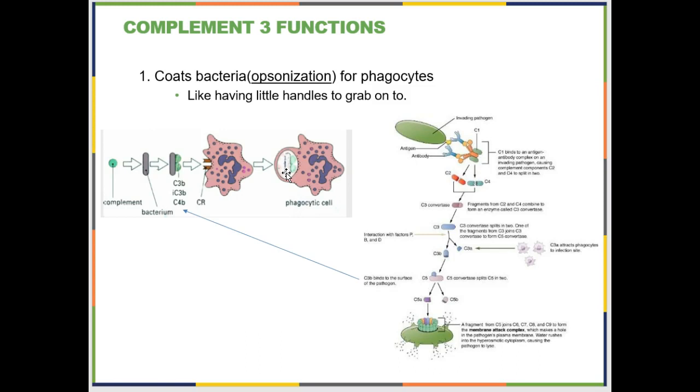So phagocytosis is not like sneaking up behind somebody and throwing your arms around them before they realize you're there. It's more you grab hold of the bacterium and pull it in towards you. And the complement just gives the macrophage something to grab hold of. So that's opsonization, coating the bacteria with stuff that phagocytes like to latch onto.